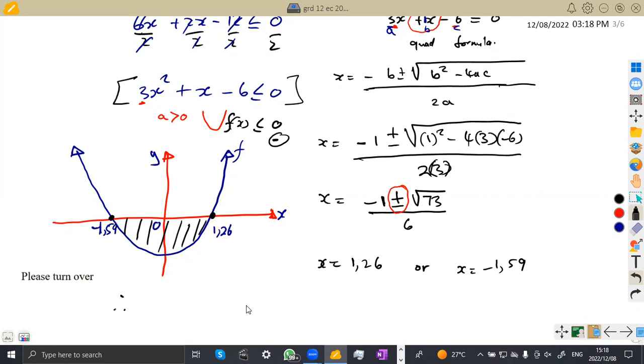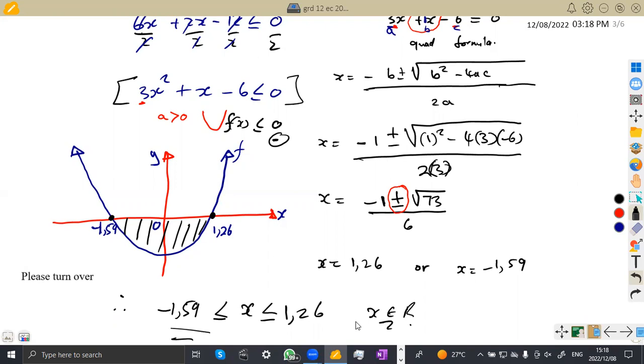So therefore, our x is going to be greater than or equal to, according to the inequality, there is an equal to, so we shall put the equal to. So it will be greater than or equal to negative 1,59 and less than or equal to 1,26. So these are the possible values of x, and not forgetting that this x is supposed to be an element of the real numbers.